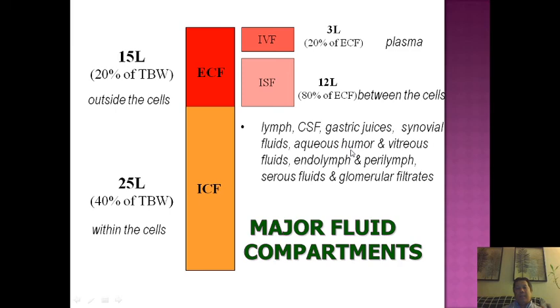And then we have some fluids that are produced or secreted by some organs and cells of our body, like the lymphatic fluids, the cerebrospinal fluid, the gastric juices, and synovial fluid, which is found in between the joints. The aqueous humor and the vitreous fluids are found in the anterior and posterior chambers of the eyes. We have the endolymph and the perilymph in the inner ear, and we have serous fluids and glomerular filtrates.